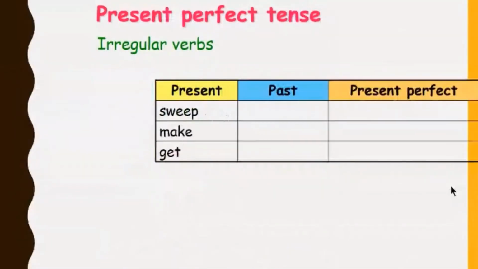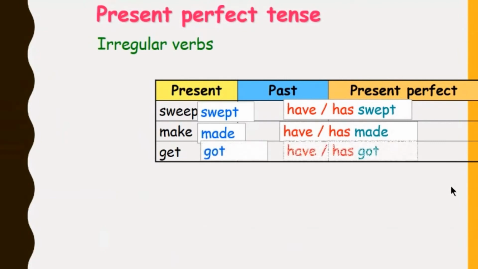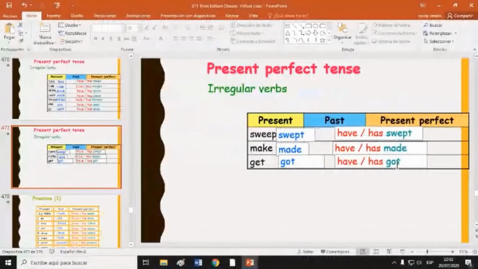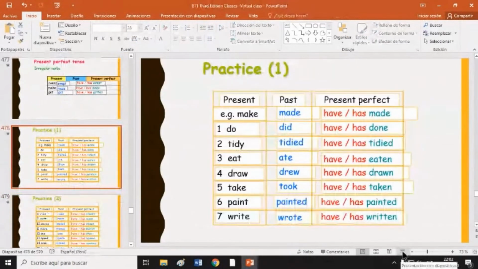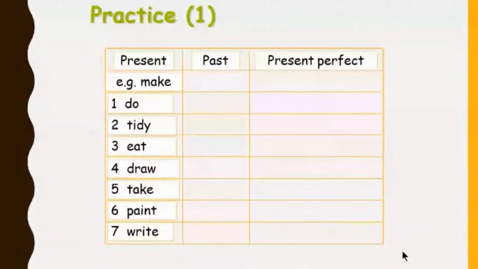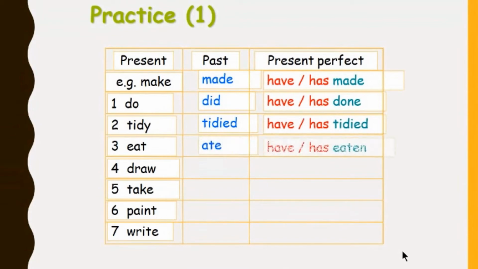Here, for example, you have swept, have or has swept, similar. Made in the past, have or has made, similar. Got, have or has got, or gotten. Here you have more verbs. So, for example, tidy, tidied. Do, did, done. Eat, eaten, and you have more.